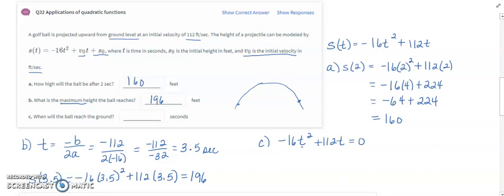We can see if 16 is a common factor of those two numbers. And 16 does divide 112, so we can actually factor out a common factor of negative 16t. And when we do that, we get t minus 7 is equal to 0. So then we set each of those factors equal to 0. So either negative 16t equals 0 or t minus 7 equals 0. Dividing the first one by negative 16 gives us t equals 0, which was our starting point. Then we can add 7 to get t is equal to 7. So it's going to take 7 seconds for the ball to come back to the ground.